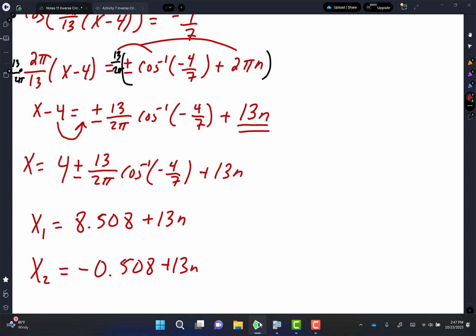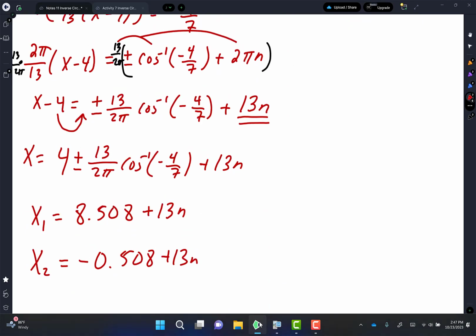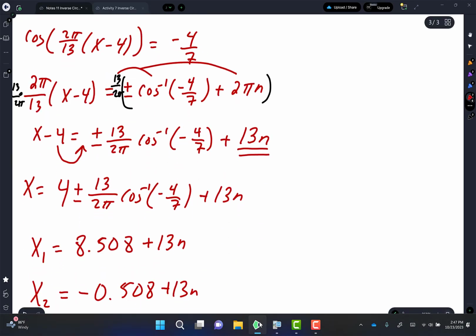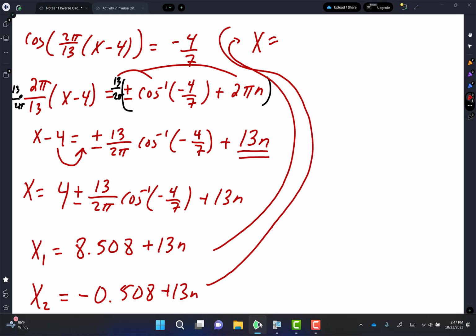How do we feel? I'm going to put my answers in order. Don't worry, in a little bit we'll figure out how to get the negative 4.492. You guys probably already figured it out. So I'm going to come back over here. Let me see, where do I have room? I have room right here. x equals, because I'm going to put answers now. I'm going to put the negative 0.508 first, because that comes first.